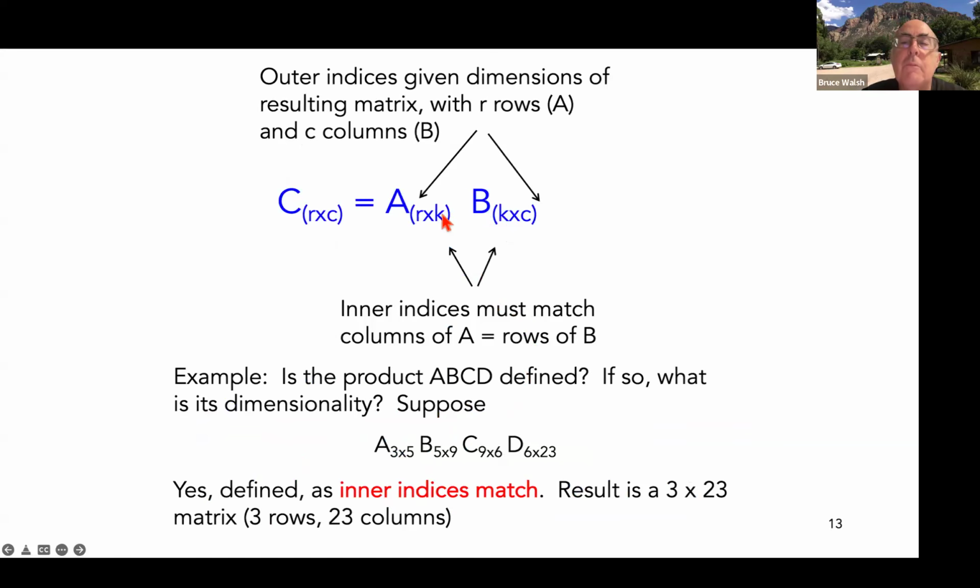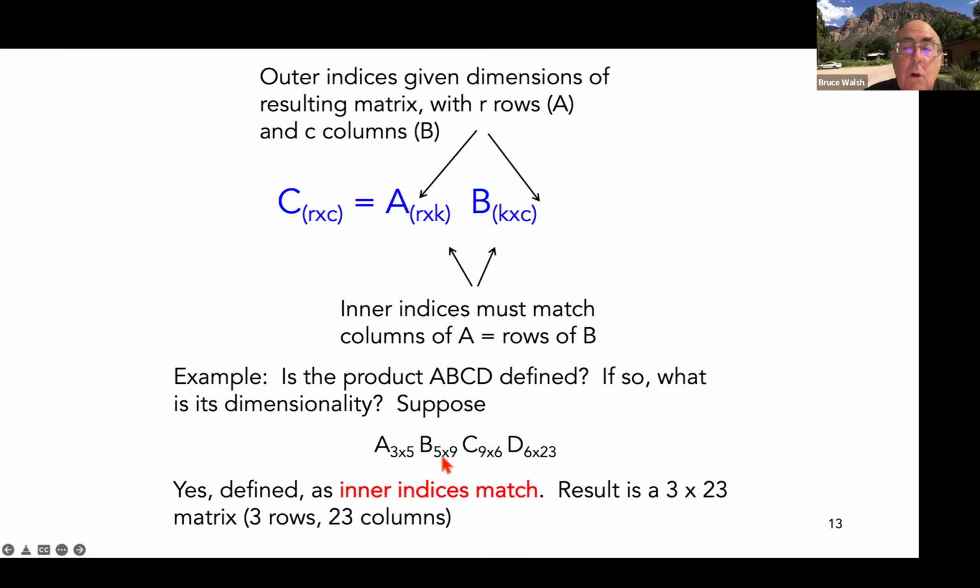If the inner subscripts match, so the number of columns in A equals the number of rows in B, then this product is defined. The resulting matrix you get is given by the outer subscripts. So this resulting matrix is going to be R by C. So down here, for example, here's 4 matrices I'm multiplying together. Does it exist? If so, what's its dimensionality?